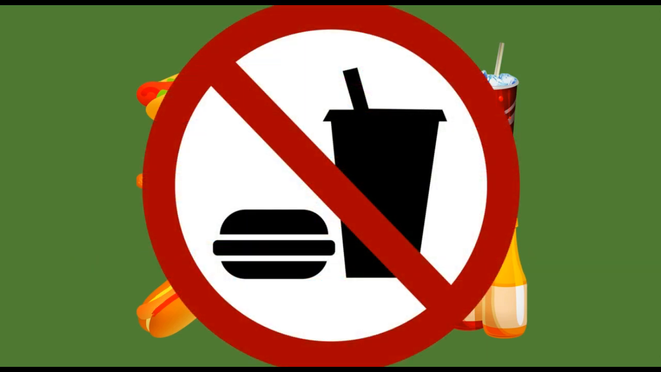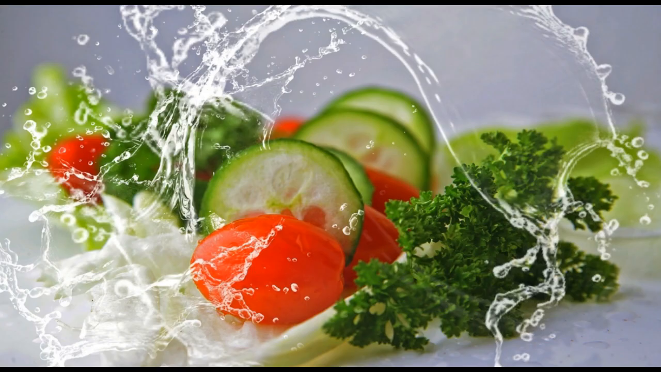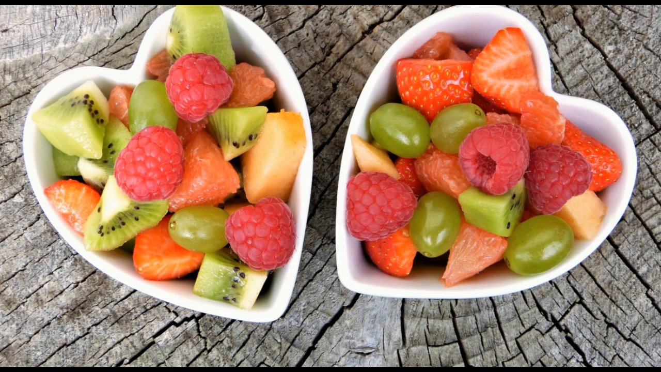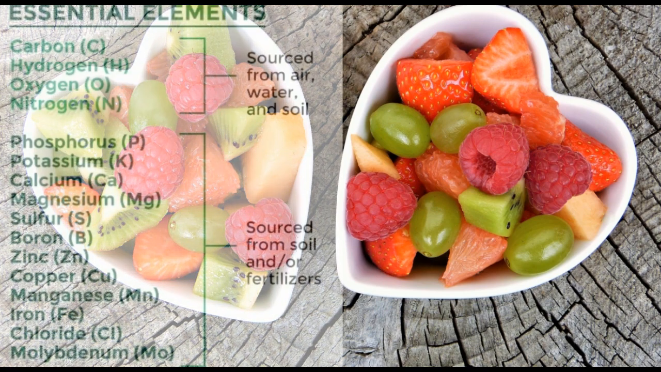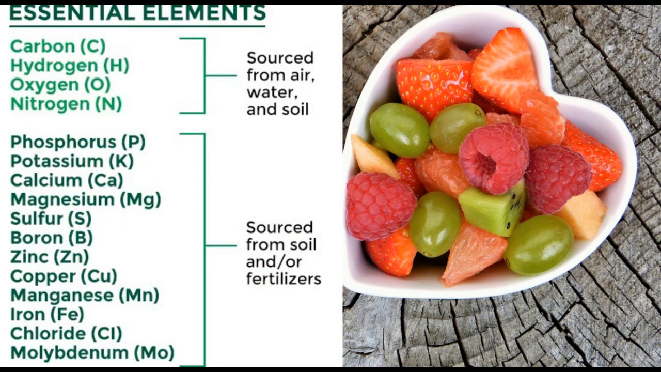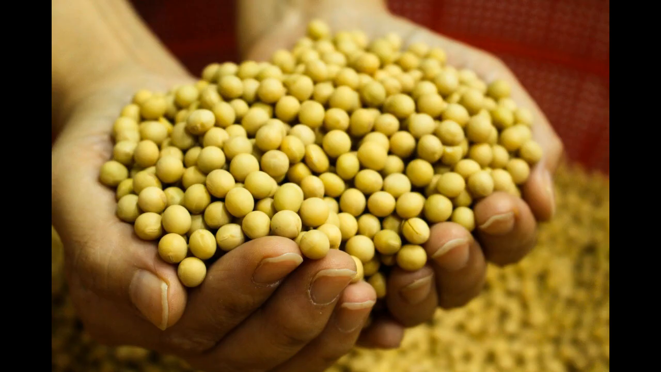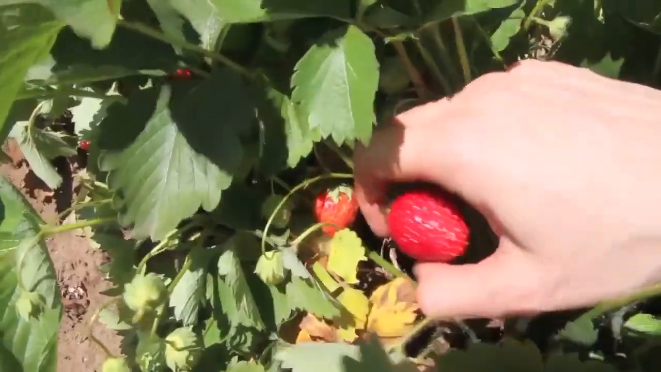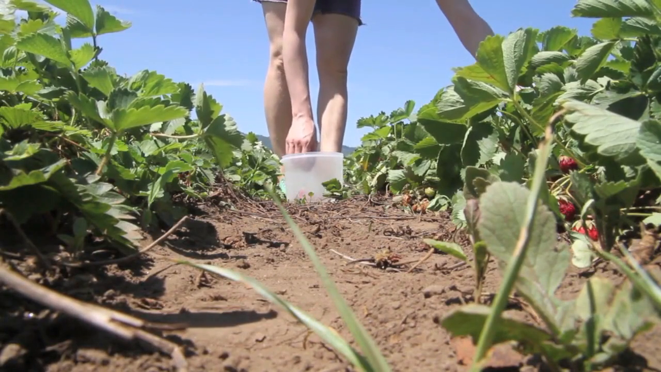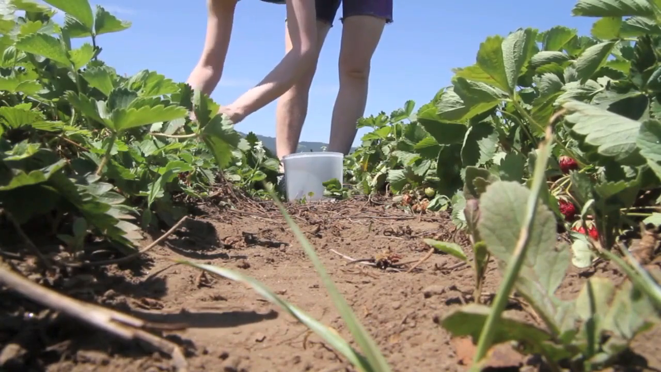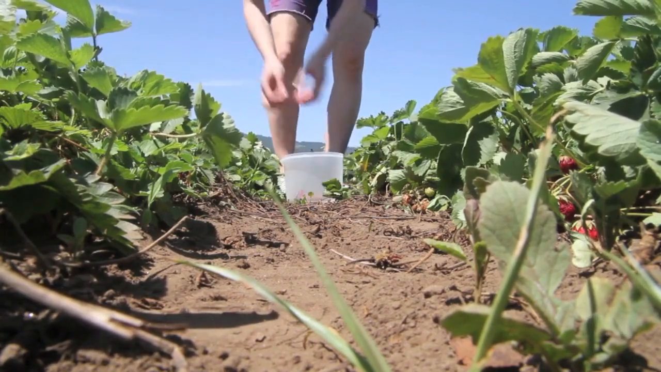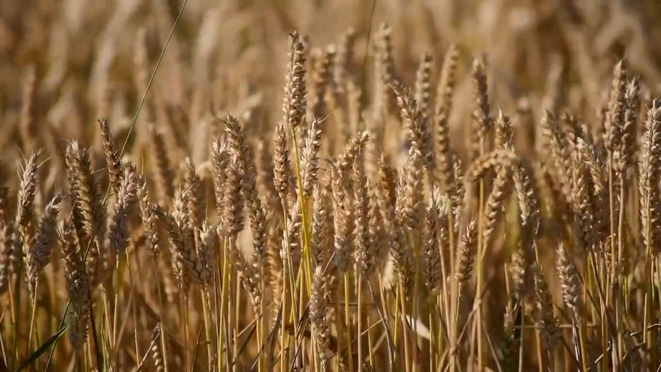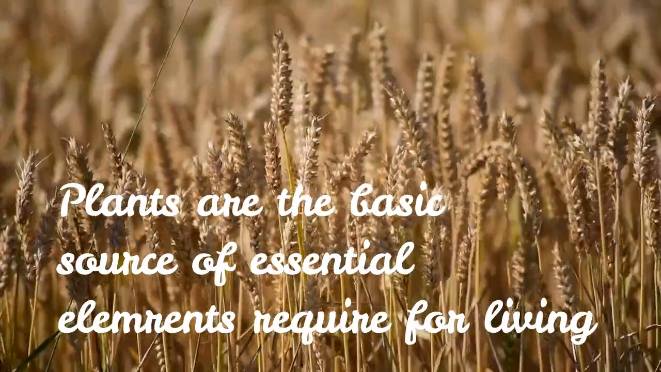Food is healthy and good if it has essential elements such as nitrogen, magnesium, potassium, calcium, oxygen, iron, and so on. And where do we get these elements? We obtain these elements through plant-based diet. Plants are the first source of these elements.